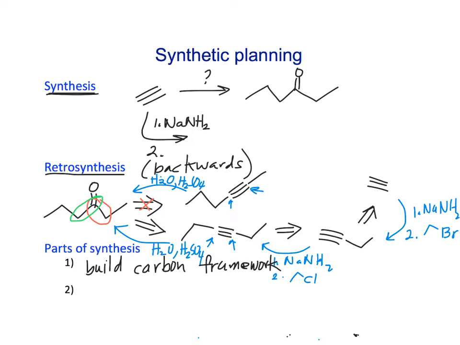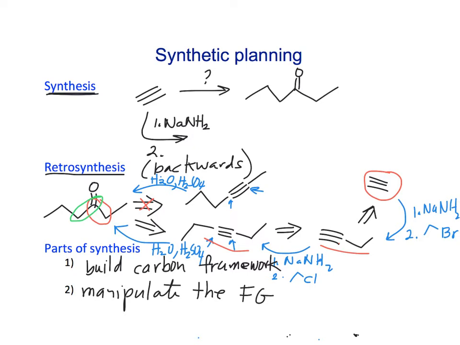Okay, so that would be the first part here in the forward direction, starting with the alkyne, extending it and extending it again, right? This is building up the carbon framework. And the second part is going to be to manipulate the functional groups. So that part of it is where we convert the alkyne into the ketone. Many of the synthesis problems that we will be involved with will have these two parts to the synthesis.